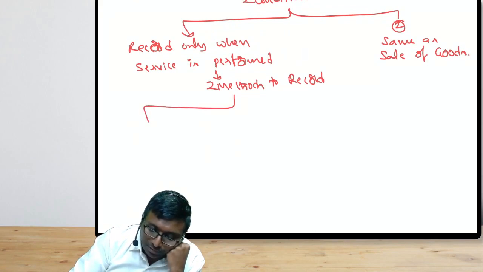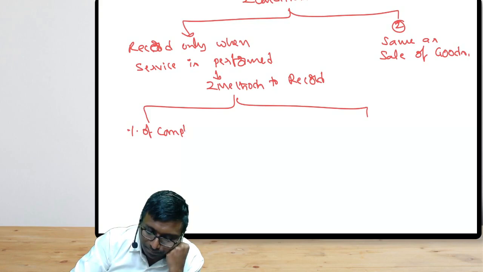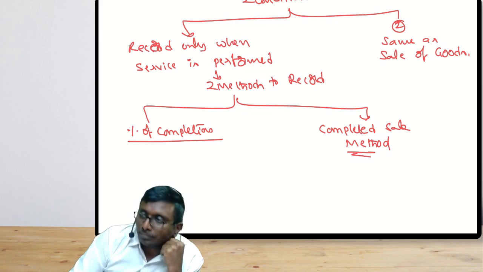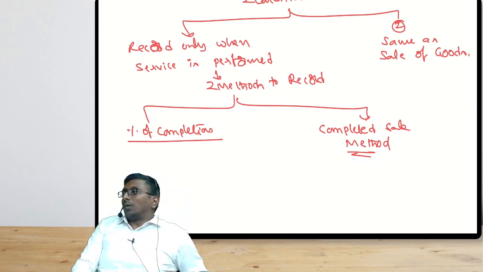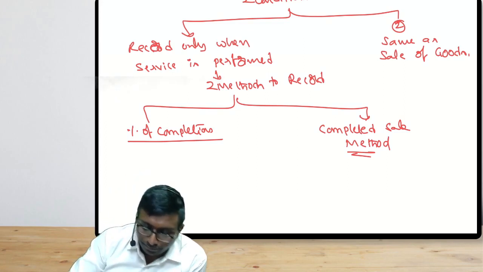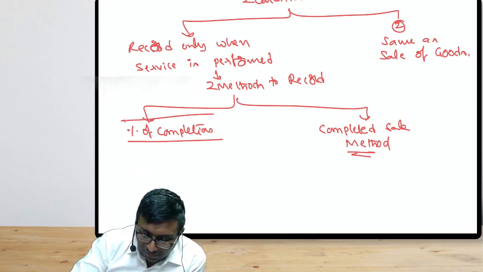What are the two methods, sir? Two methods. One is percentage of completion method. Next is completed sale method. Two methods: percentage completion method and completed sale method.